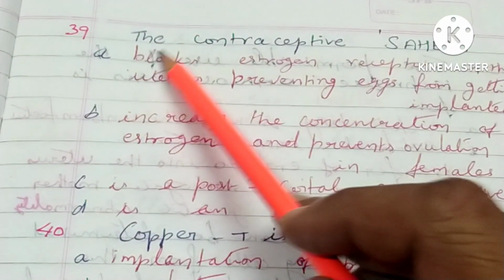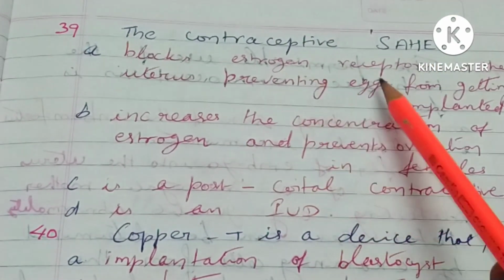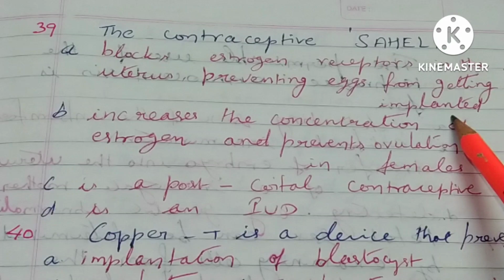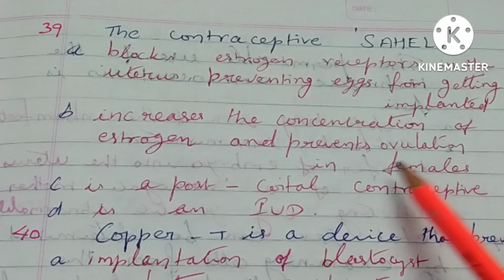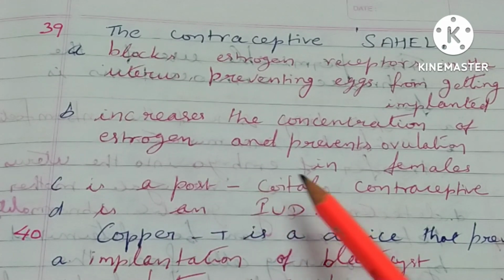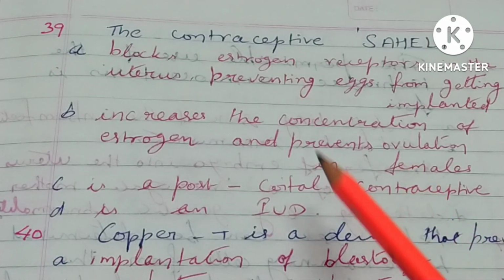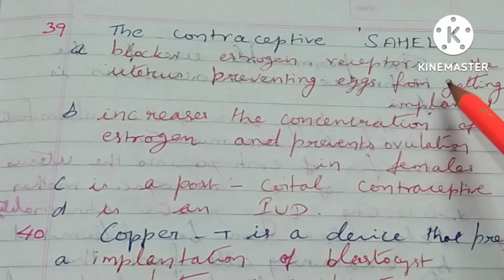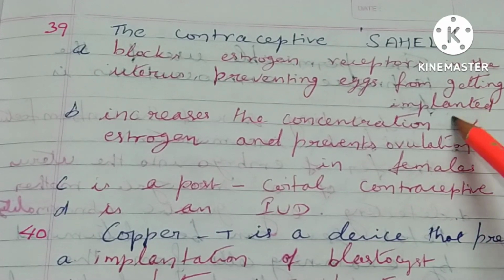Next one. The contraceptive Saheli: option A, which blocks estrogen receptors in the uterus, preventing eggs from getting implanted. Option B, increases the concentration of estrogen and prevents ovulation in females. Option C, is a post-coital contraceptive. Option D, it is an IUD. The contraceptive Saheli blocks the estrogen receptors in the uterus, preventing eggs from getting implanted, is the answer.